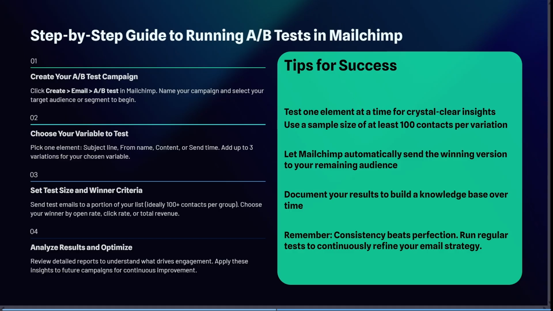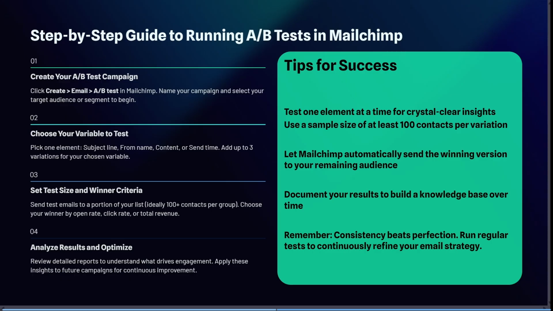Set the test size and winner criteria. So you can send a test email to a portion of your list. This should be ideally 100 contacts, and then choose your winner by open rate, click rate, or total revenue. Then analyze your results and optimize. Review the detailed reports and understand what actually drives engagement. Apply these insights into future campaigns for continuous improvement.